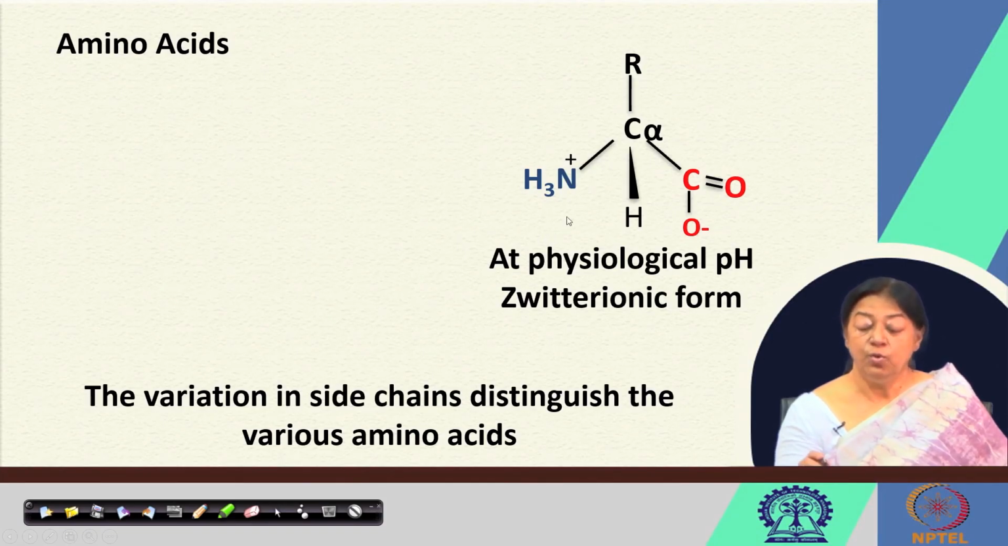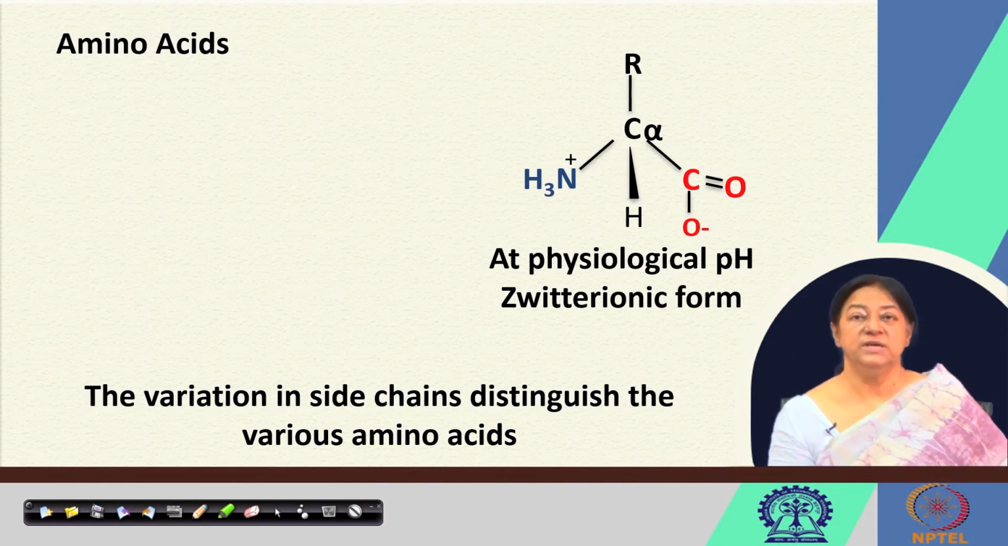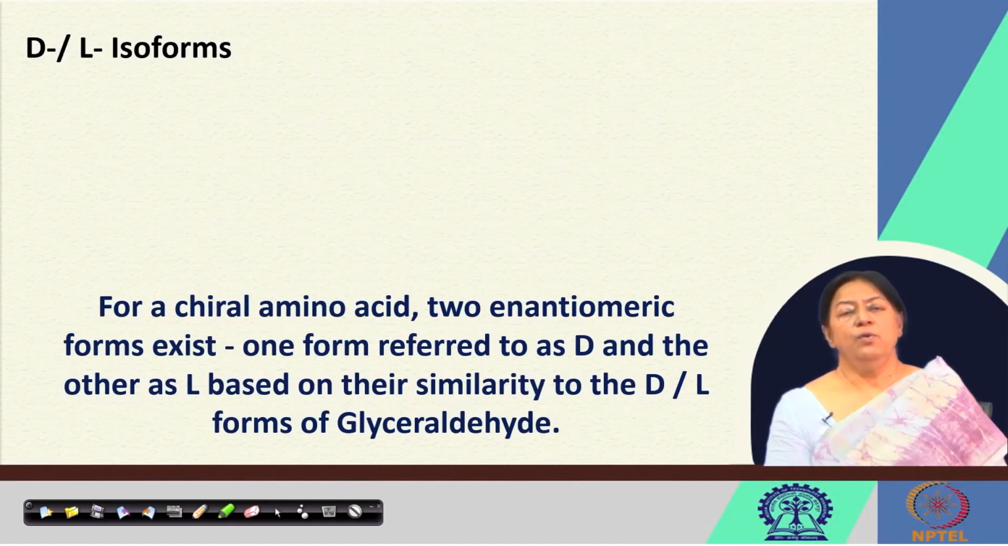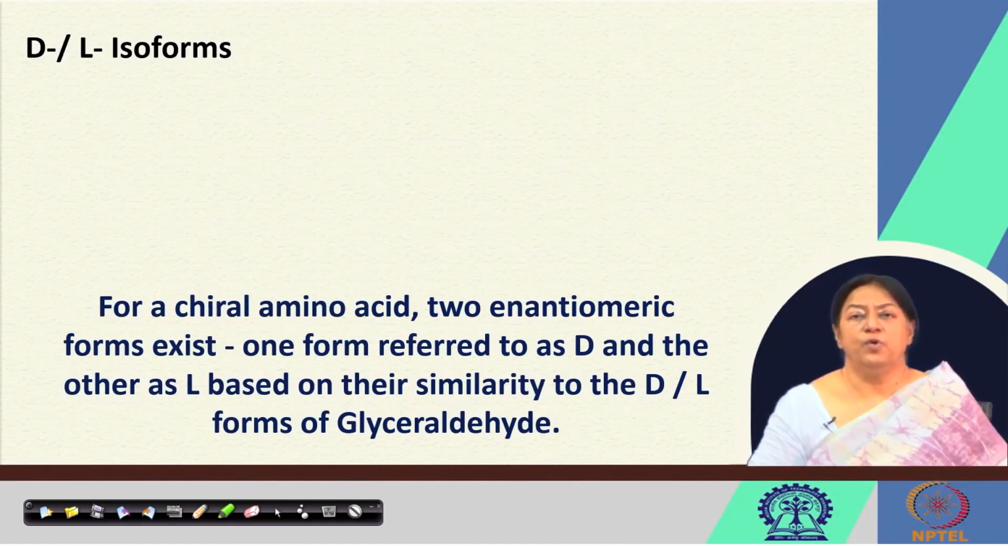In addition, when we look at the R group that we have here, that may also have variations. What are these variations and how are they important in an understanding of the properties of amino acids? Now, there are different isoforms. What are these isoforms? Let us first understand the isoforms and then we will go on to the properties of the amino acids.